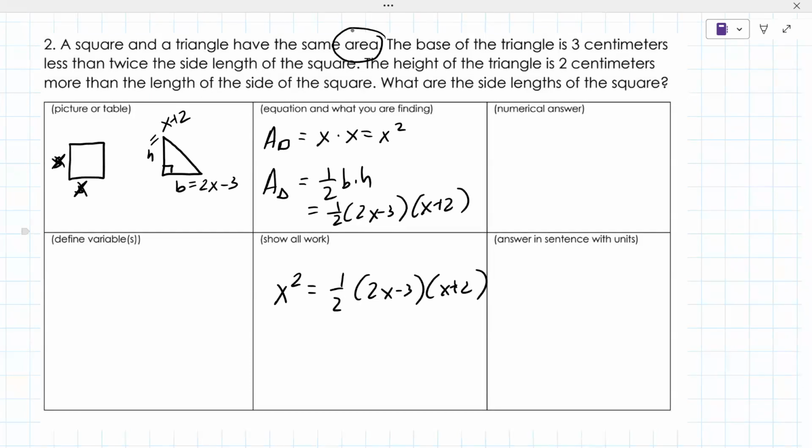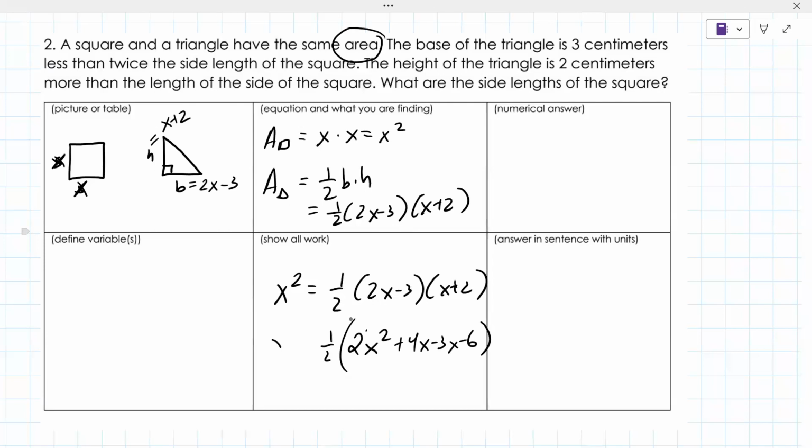All right. So now, how are you going to solve this? Well, you're going to FOIL this, then we'll deal with the x squared. All right, so let's FOIL it. We got 2x squared plus 4x minus 3x minus 6.